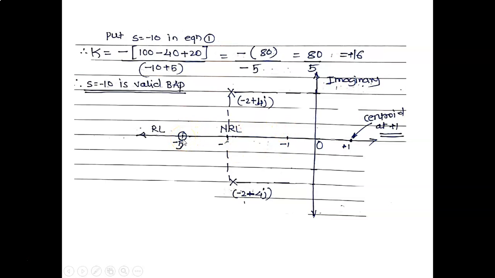Again, the same case is, consider this s is equal to minus 5. Towards the right side of these, two poles are there. Therefore, the addition of p plus z is an even number, that is p is equal to 2 and z is equal to 0. Therefore, 2 plus 0 is equal to 2, an even number. That's why no root locus region is there between 0 to minus 5, and beyond minus 5 root locus region exists. Therefore, minus 5 to minus infinity root locus region is there, and we are having s is equal to minus 10. Therefore, s is equal to minus 10 is the valid breakaway point.